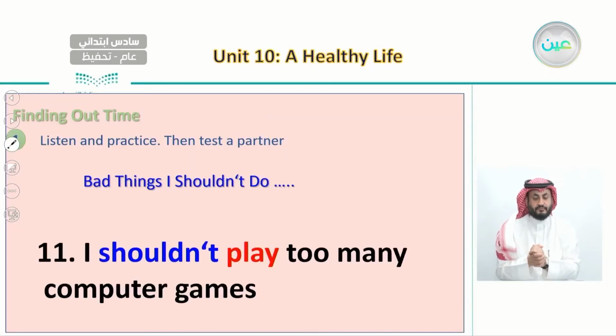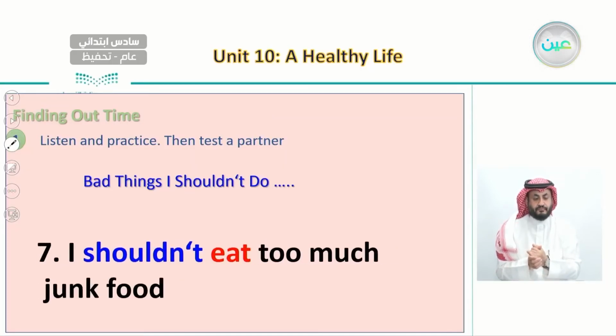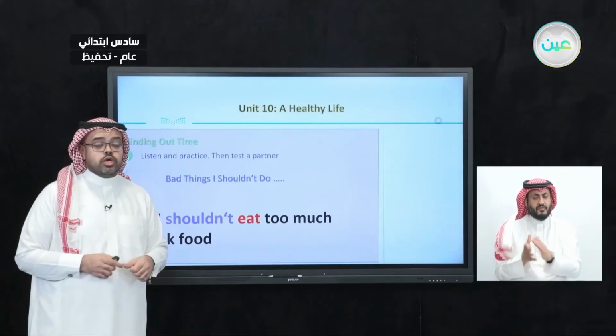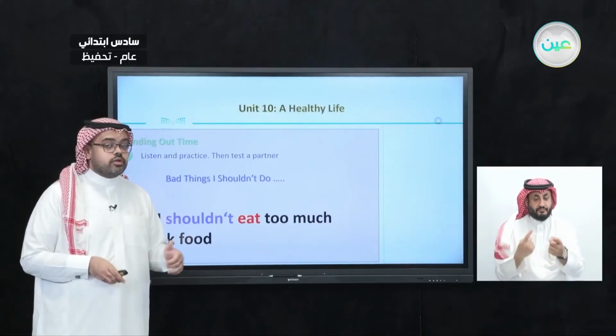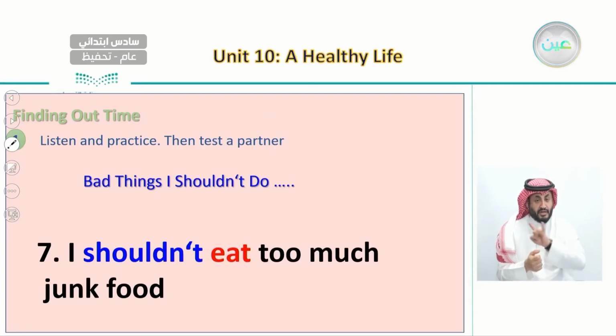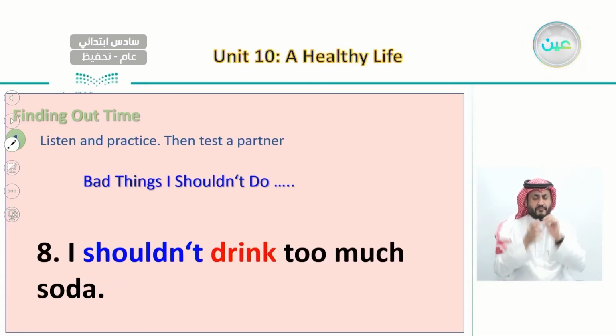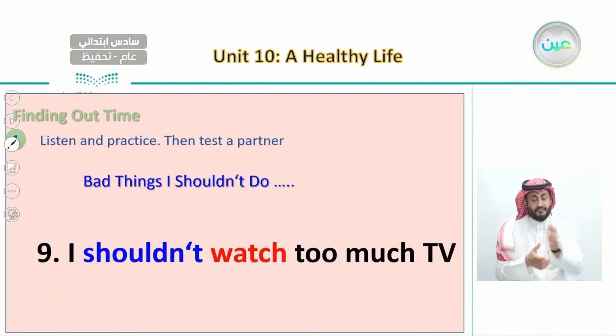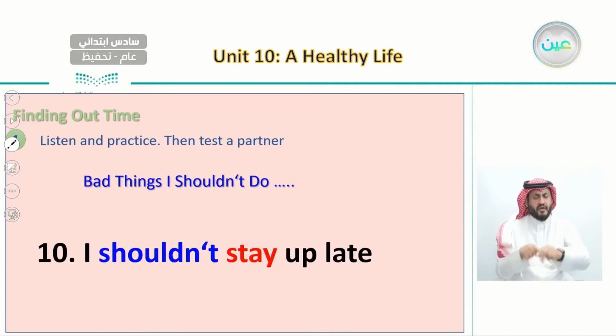So now let's have a talk about the bad things that we should not do. We said on number 7, we shouldn't eat too much junk food, and also we shouldn't drink too much soft drinks and soda. And number 9, we shouldn't watch too much TV, and also we should not stay up late.